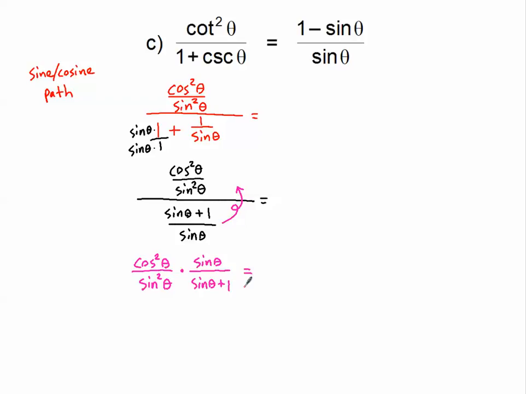Usually when you change from a complex fraction to the multiplication, a factor will cancel away, and that's true. There's a factor of sine, and there are 2 factors of sine in the denominator, so one of them will go away. And now I'm down to cosine squared as the only thing left in the numerator. The denominator is sine and sine plus 1. I'm going to leave them in factored form for right now.